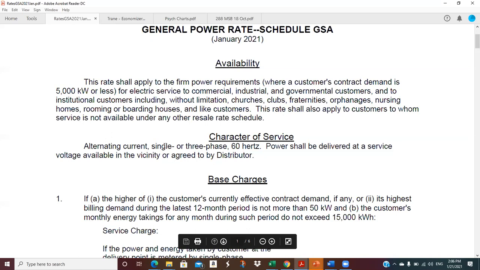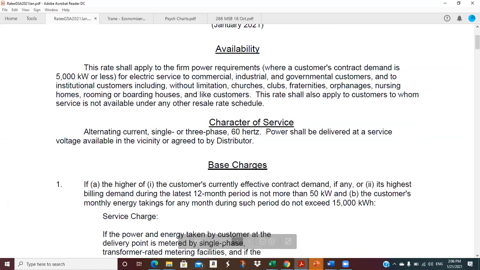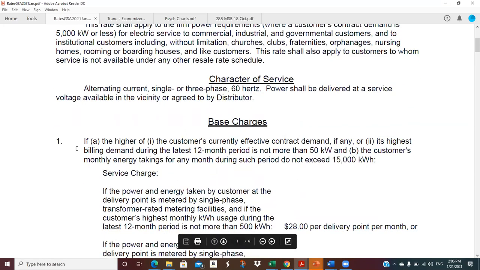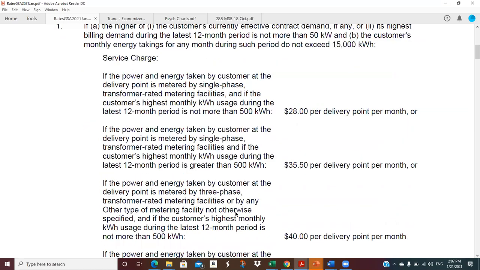Okay, and for anybody of any size, it'll be three phase, 60 hertz. So what it's got is rate 1, rate 2, and rate 3. Rate 1 is up to 50 kW, so that's pretty small. Now, some of these big houses, some of these rich guys have, can push 50 kW or more in load. That's like a really big, maybe a 7,500, 8,000 square foot house.